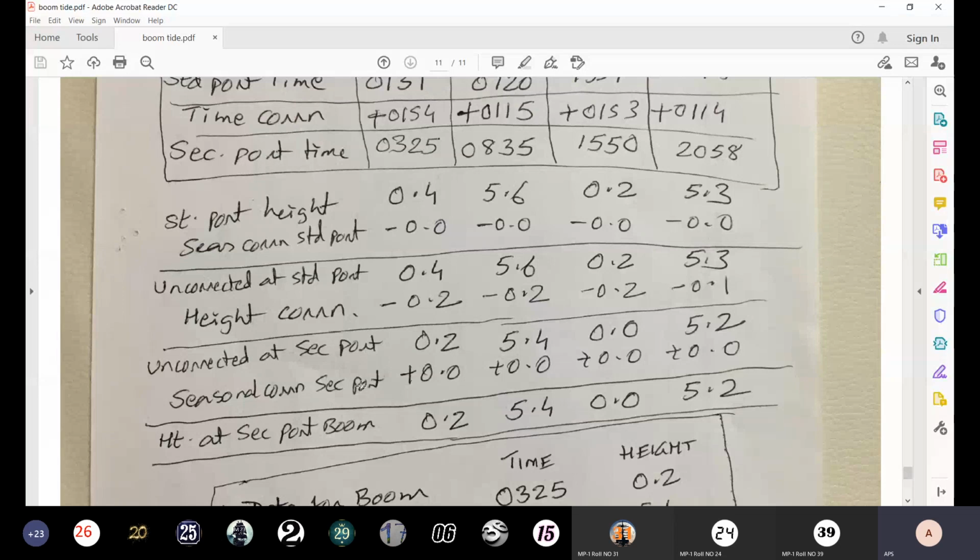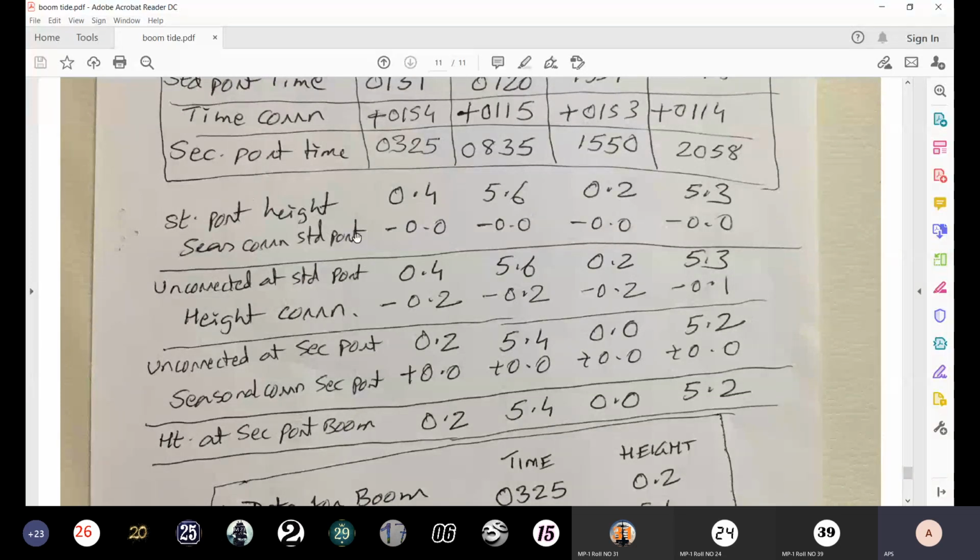Then we apply seasonal correction. Why? Because we don't know which month we are talking about. Seasonal corrections are different for different months. So for a particular month, we see what correction is coming in seasonal. This is the average value for the year. This is the corrected value, the correction to be applied. Now you get the height. So see the sequence and let me know if you have not understood any part of this sequence.